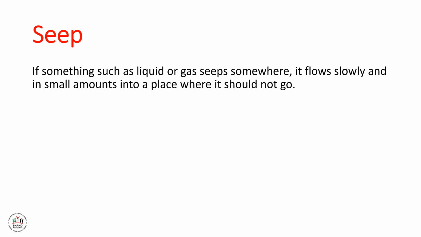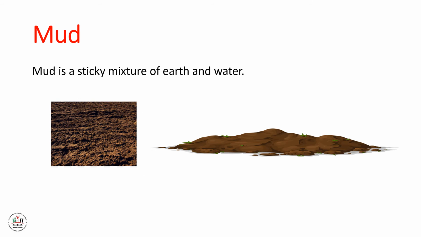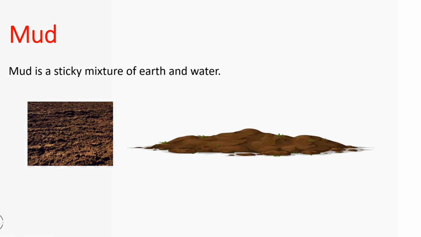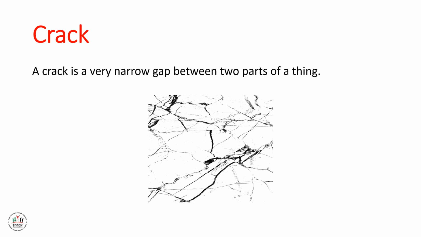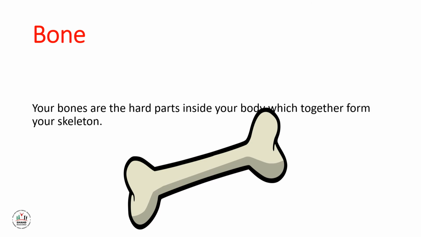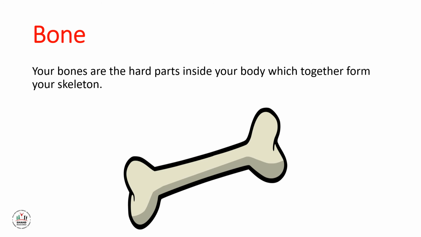Seep. If something such as liquid or gas seeps somewhere, it flows slowly and in small amounts into a place where it should not go. The gas is seeping out of the rocks. Mud. Mud is a sticky mixture of earth and water. Crack. A crack is a very narrow gap between two parts of a thing. Bone. Your bones are the hard parts inside your body, which together form your skeleton.